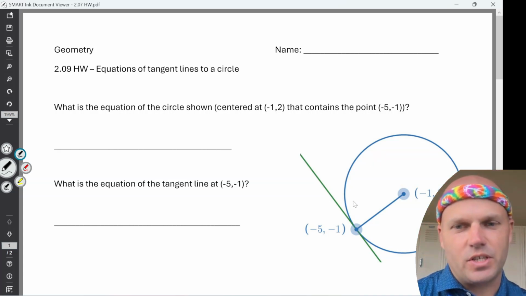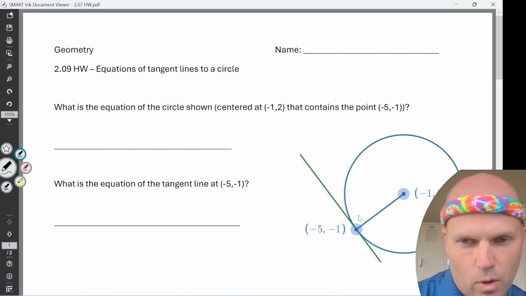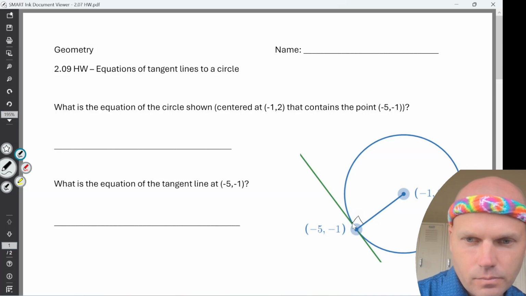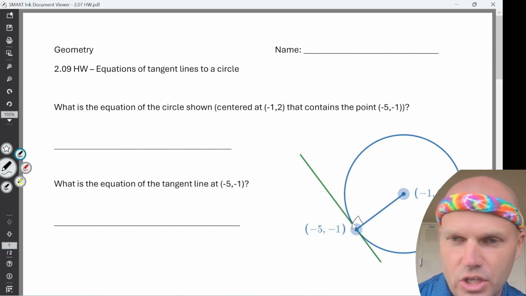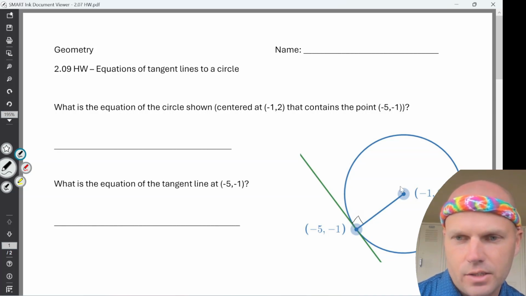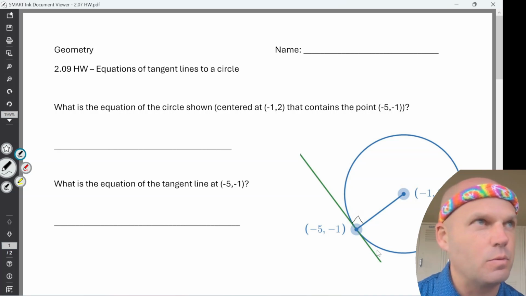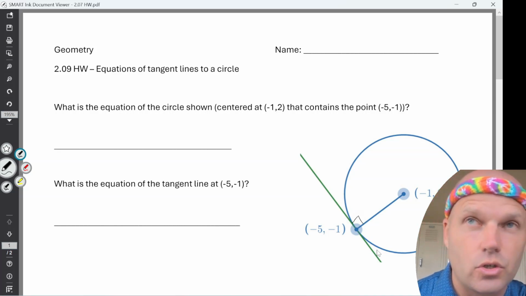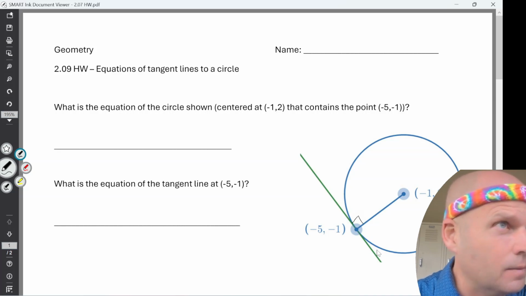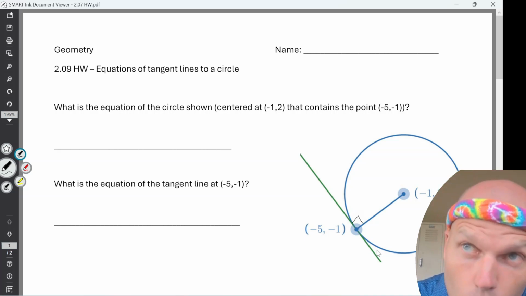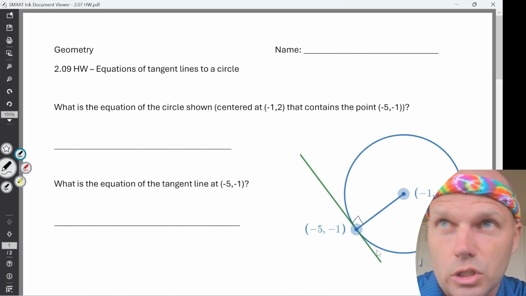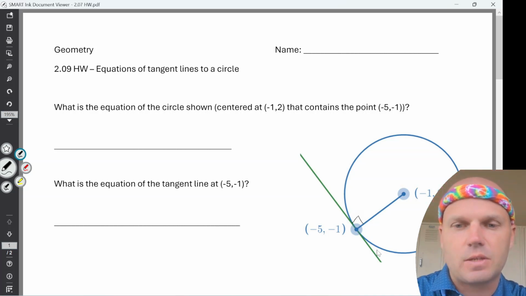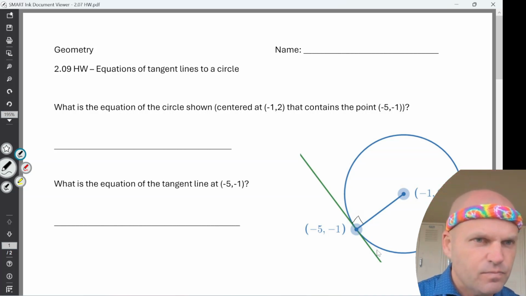What is the key concept to a tangent line? It only touches our circle at one point and creates a 90-degree angle with the radius, which means the radius and a line tangent to a circle are perpendicular to each other. So if you know the slope of your radius, you should then know the slope of your tangent line that is perpendicular to the radius.